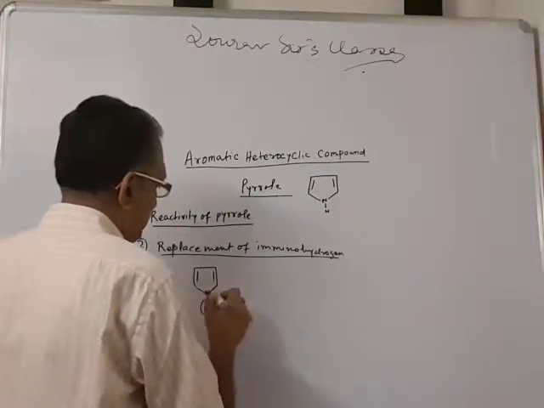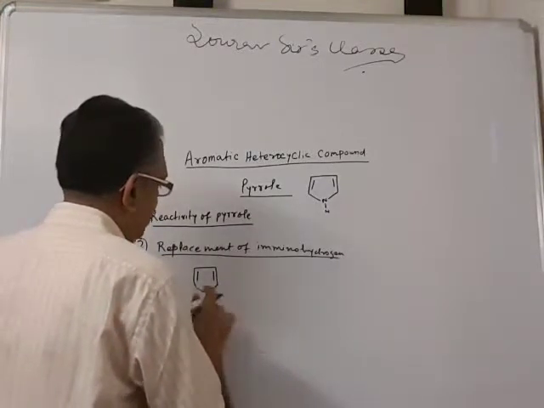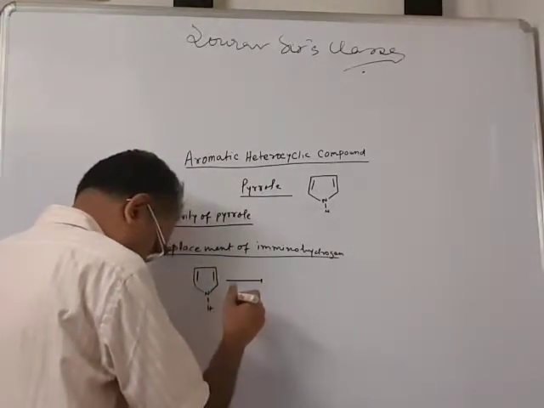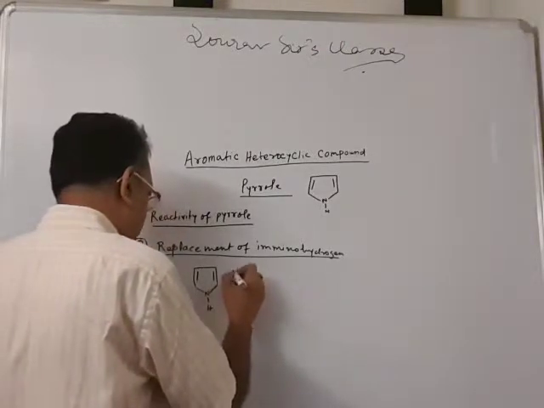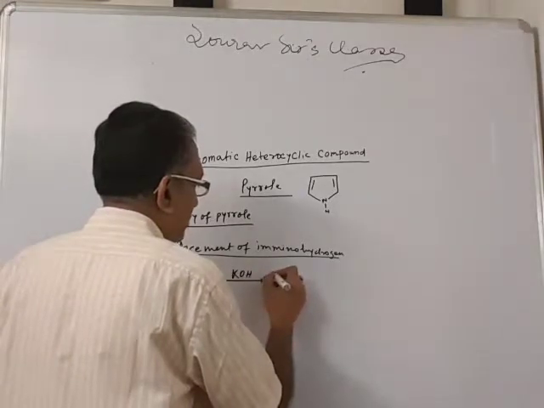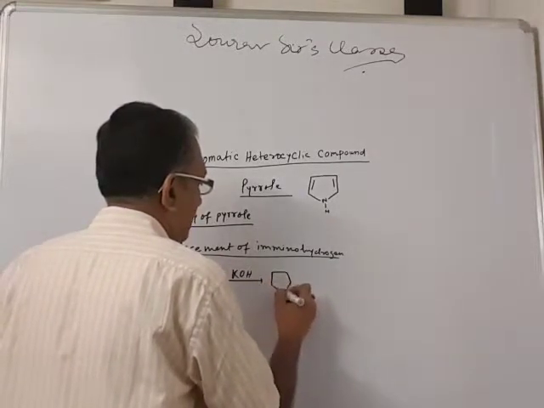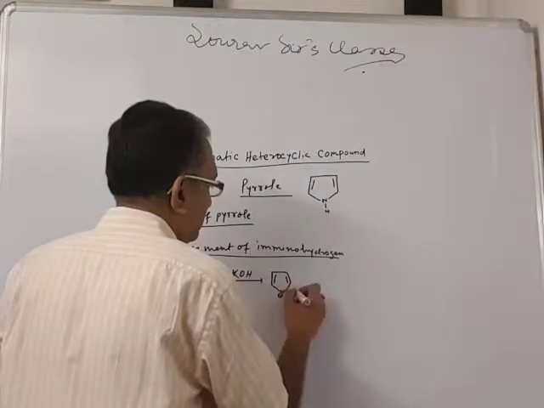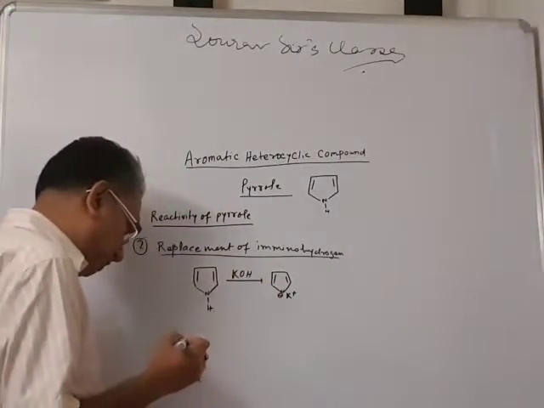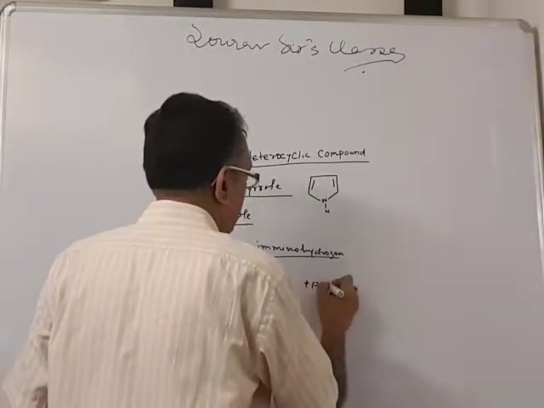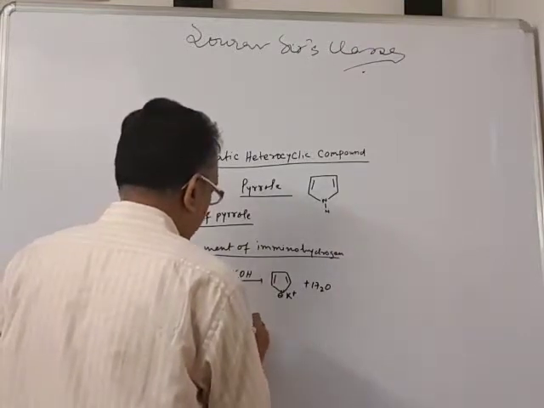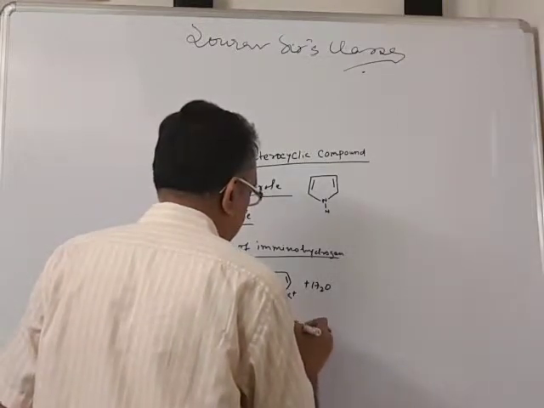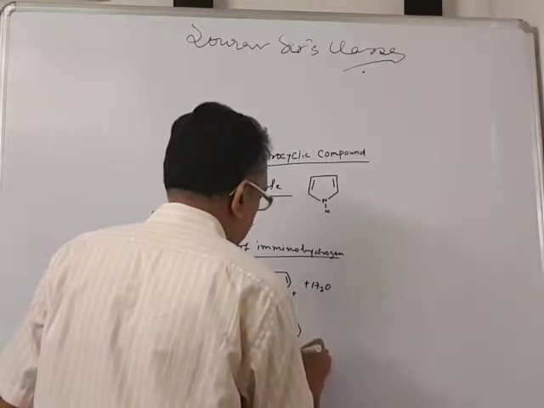When pyrrole is treated with KOH, we are getting this type of compound, N minus and K plus. Then the potassium salt is formed, plus water. Similarly, when it is treated with methyl iodide, CH3I, we are getting this product, with CH3.